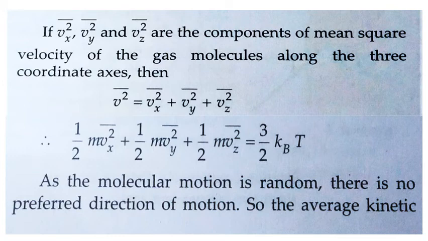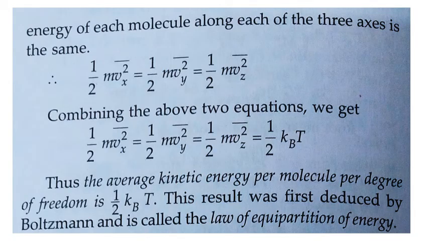As the molecule's motion is random, there is no preferred direction of motion. So the average kinetic energy of each molecule along each of the three axes will be the same. So half m Vx bar square equals half m Vy bar square equals half m Vz bar square will be equal to half kBT. Or you can say that the average kinetic energy per molecule per degree of freedom is half kBT. And this was first deduced by Boltzmann and is called the law of equipartition of energy.